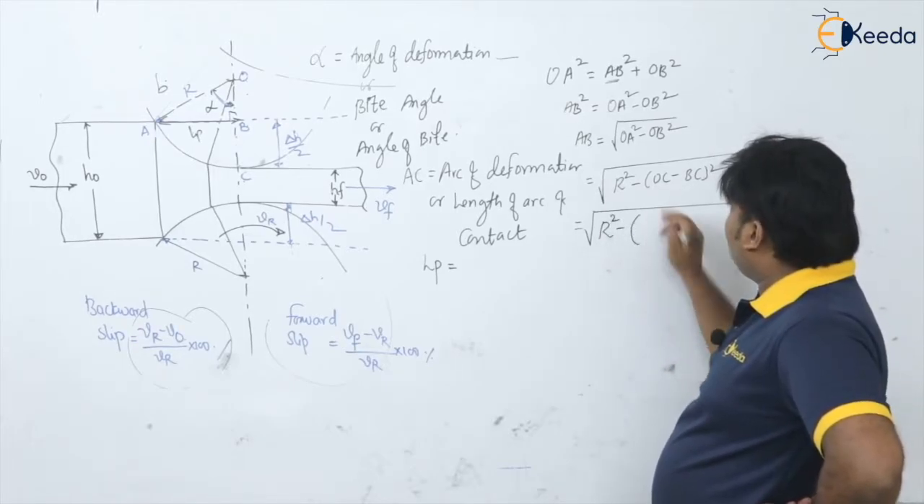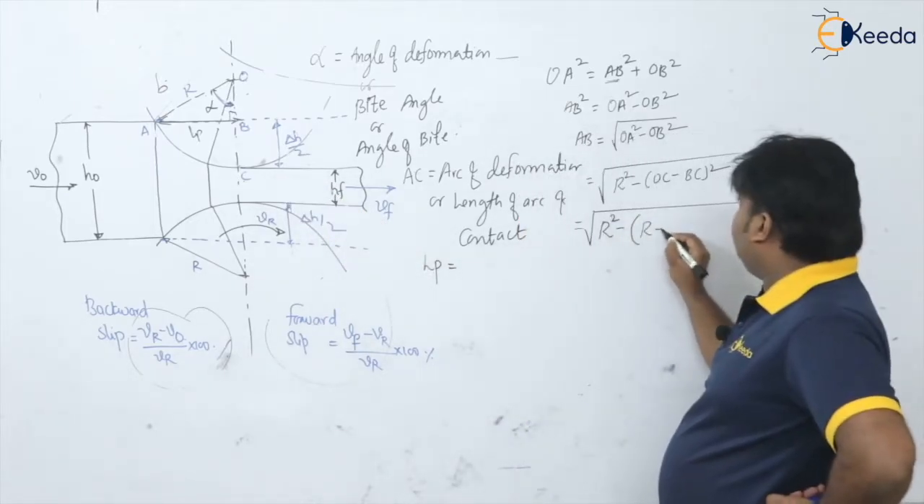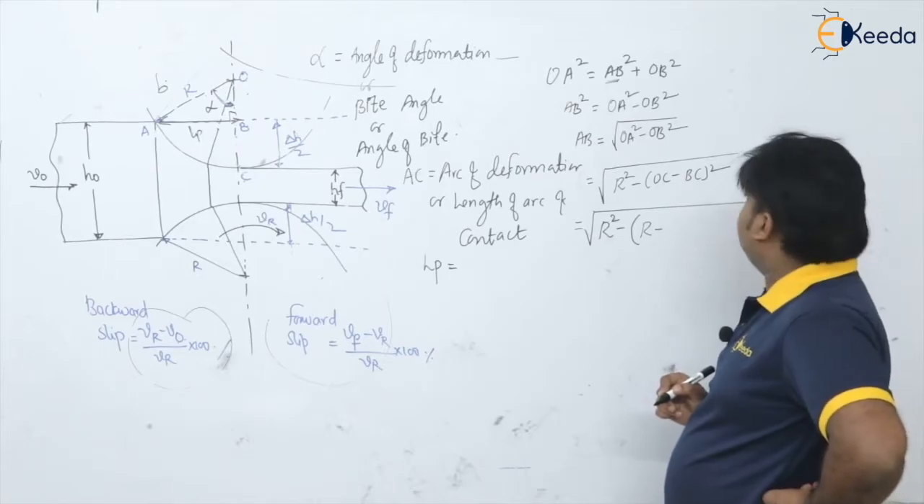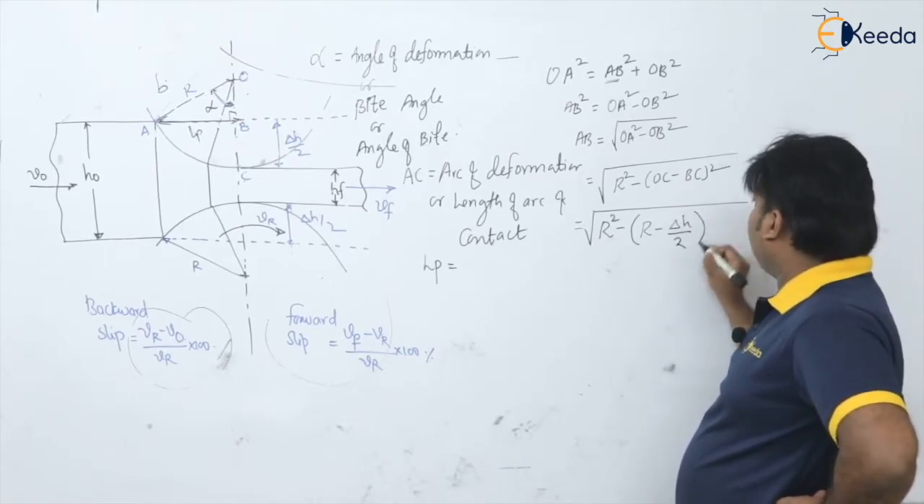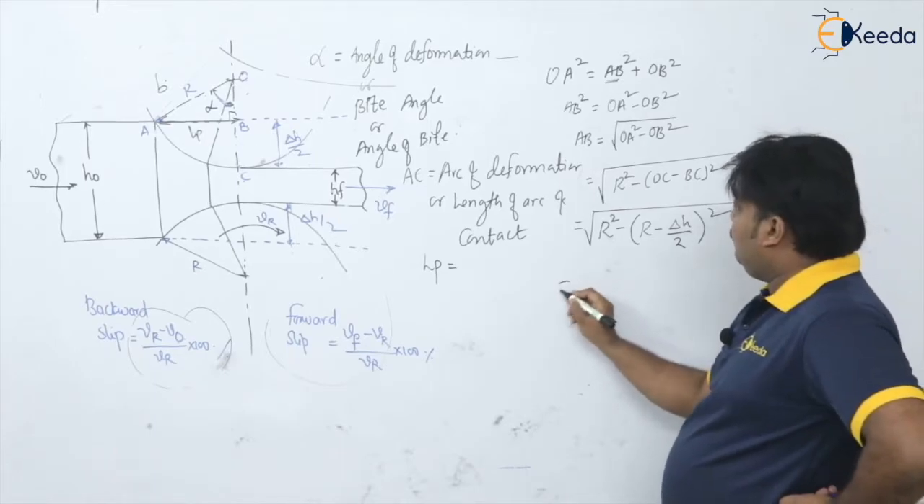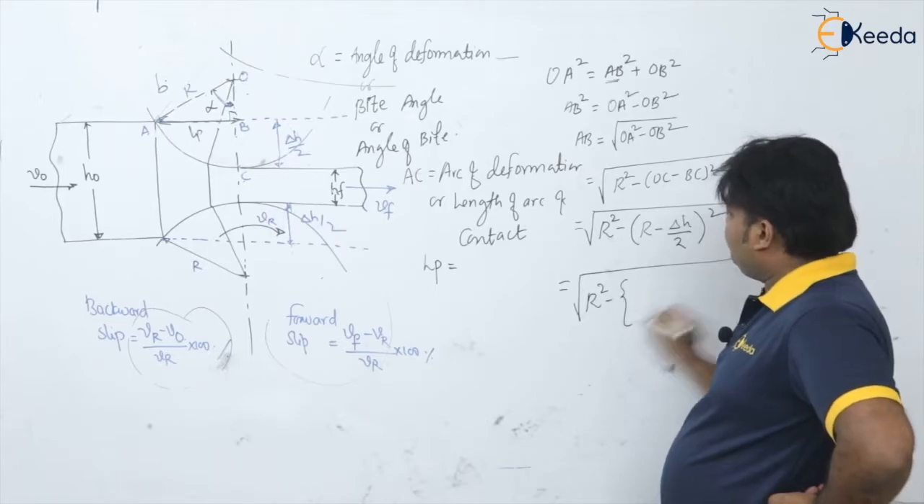R square minus OC is what? Again, radius of roller R minus BC is delta H by 2, isn't it? Delta H by 2 whole square. Now solve for bracket (A minus B) whole square, that is R square.